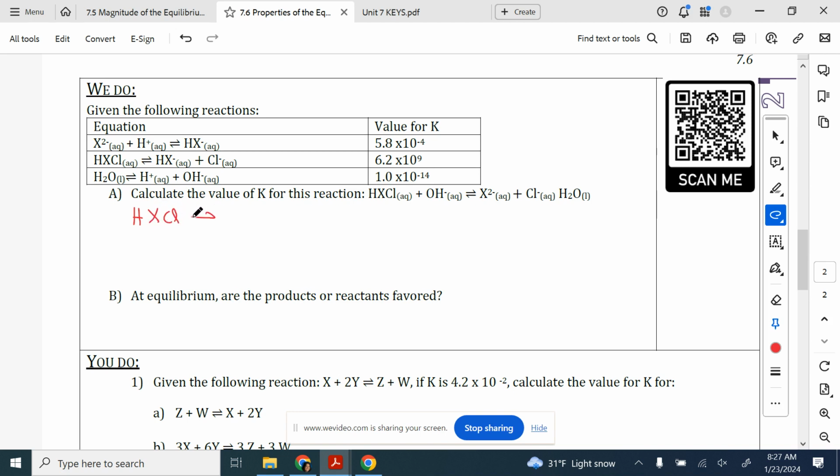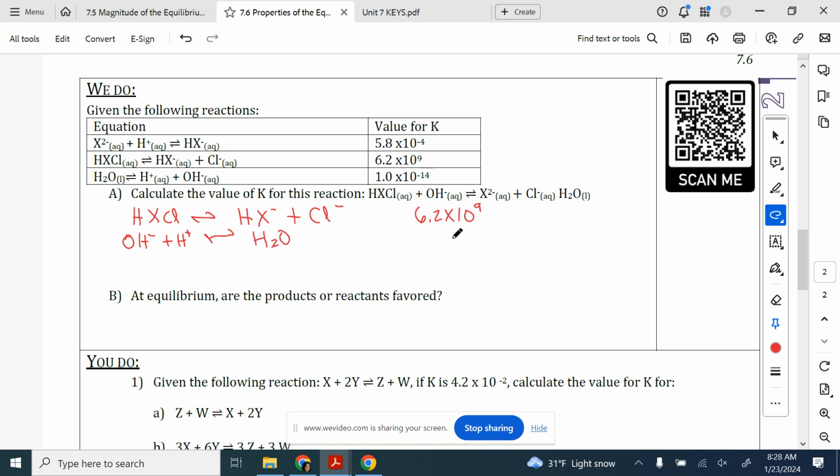Cl, HX minus plus Cl minus. And that is 6.2 times 10 to the 9. So I've got it on the correct side. This one I need to flip around, though, because I've got to get OH on the other side. So I'm going to put OH minus plus H plus, and that's going to give me H2O.